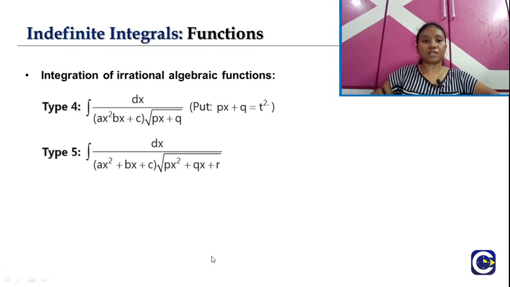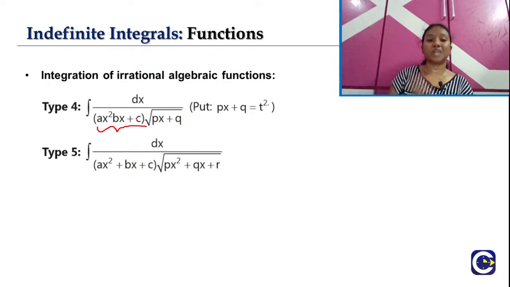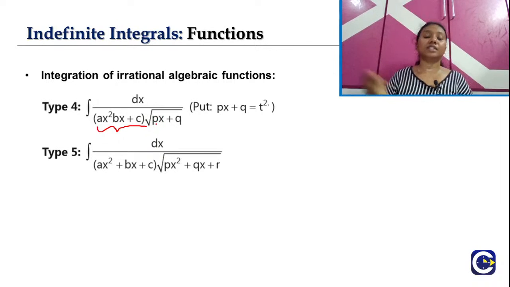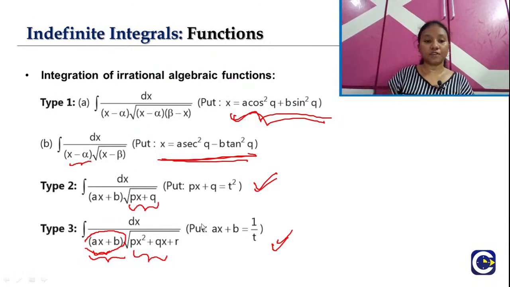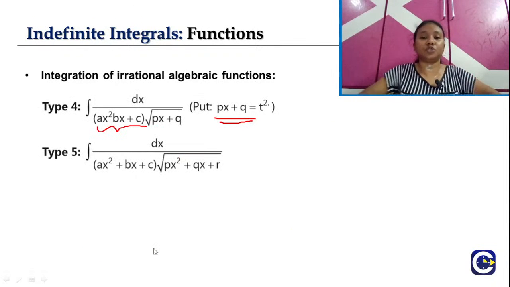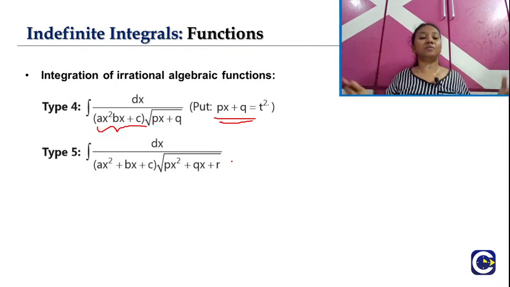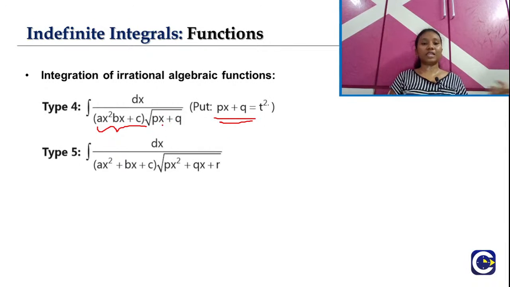Right, so here comes our type 4 expression, which is a format. Here the quadratic form is outside and the linear form is inside the square root. Whether it's inside or outside the square root, we are going to take px plus q only. If it's outside, then it will be 1 by t, and if it's inside, we are going to take it to be t square, because our aim is to eliminate the square root term. If I take it to be t square, then my square root will be eliminated.